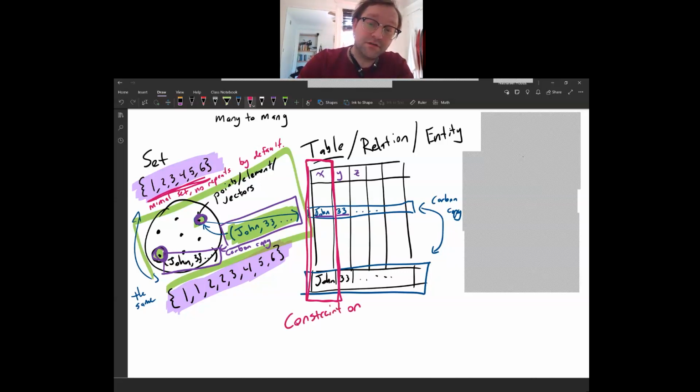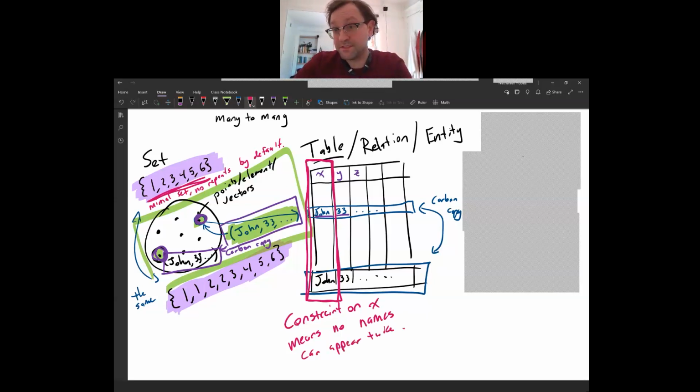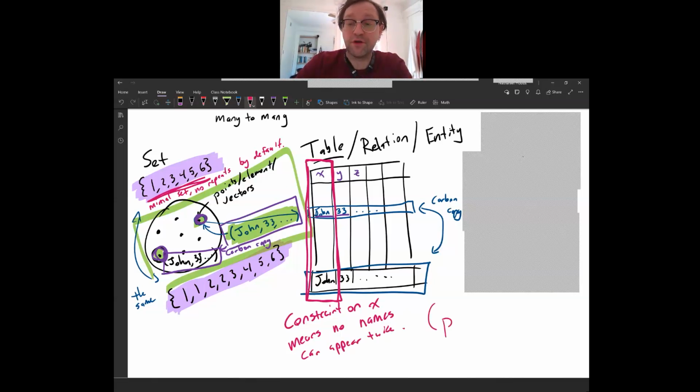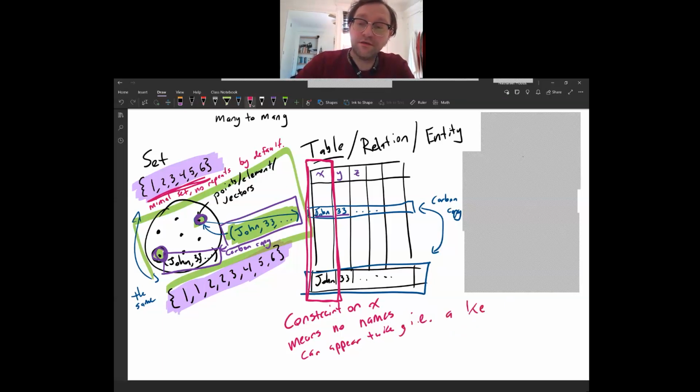A constraint on X means no names can appear twice. This is the thing that would, in SQL, sometimes be called the primary key, or a key, okay? I.e. a key. So here, if X is the key, then it means that the name John can't be repeated.